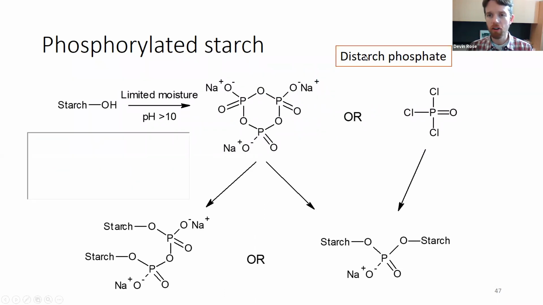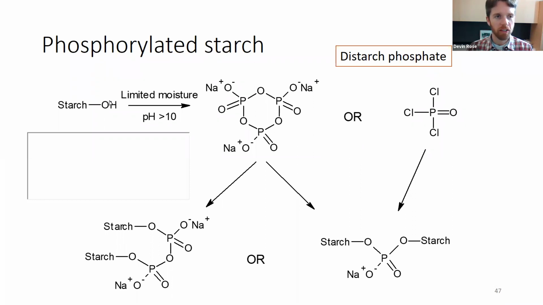Okay, so these are the distarch phosphates. Notice where the di is, it's on the starch, it's not on the phosphate part. So we have two starches, and sometimes we have two phosphates, but not necessarily.